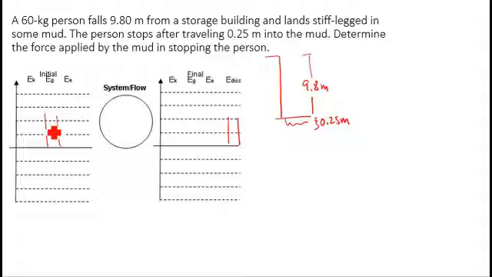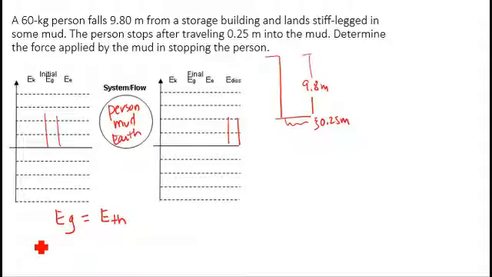So my system is the person, the mud, and the earth. Initially I have gravitational potential energy, and that converts to friction if I include the mud in the system. If I don't include the mud in the system, then it's work done by the mud.